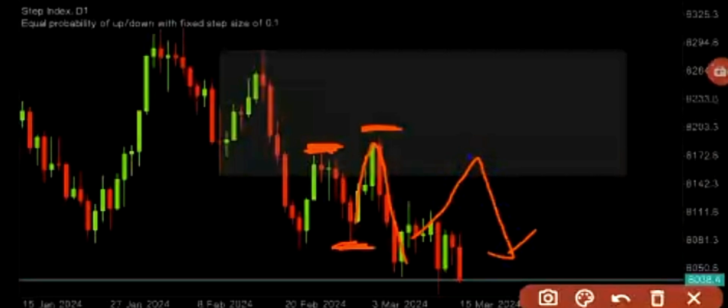And I told you, just look at the left side of the chart. Did the head tap into a fair value gap? If yes, it's a high probability setup.